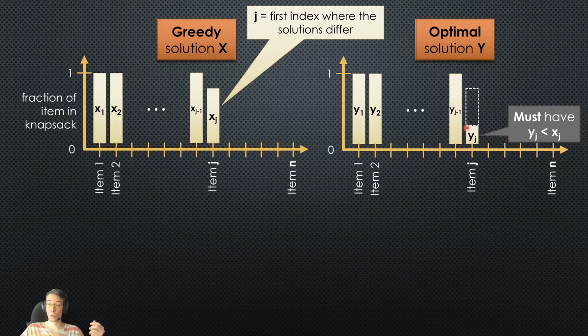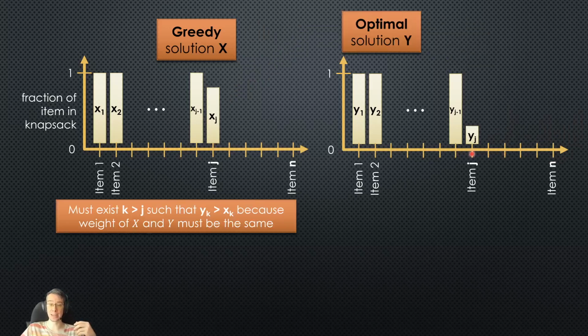If the optimal solution y somehow managed to take more of item j than the greedy solution did, we'd have a contradiction because the greedy solution would take as much as it can. And if the greedy solution can't take more, that means the amount of items 1 through j minus 1 that greedy took, plus the amount it took of item j, is already enough to exceed the weight limit. So we know here that yj has to be less than xj.